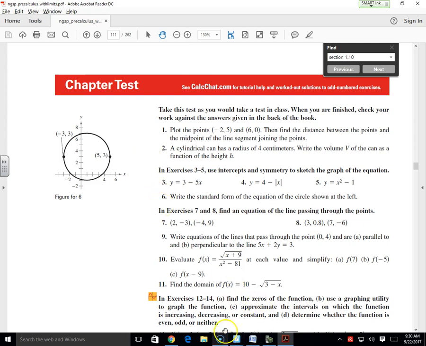But let me show you one other place. So this is Calc Chat. I'm sorry, I talked about Calc Chat. This is in your book right after the review. If you have some extra time and you're like, I blank out on tests, you need to memorize, make sure you have all the information, but you also just need to practice.